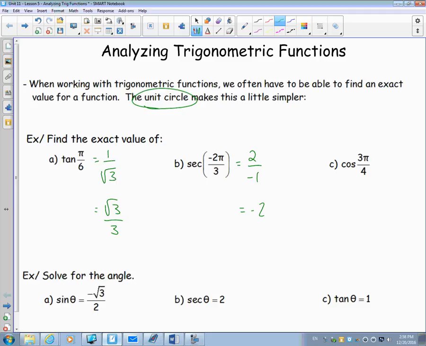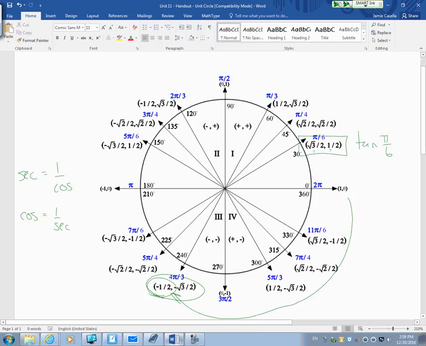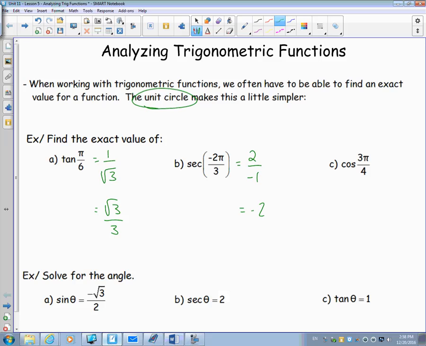And if we try one more, cos 3 pi over 4. Oh, there it is. We're doing a cos question. Cos is my first one. So negative root 2 over 2. And that one we don't have to rationalize because there's no radical on the bottom.